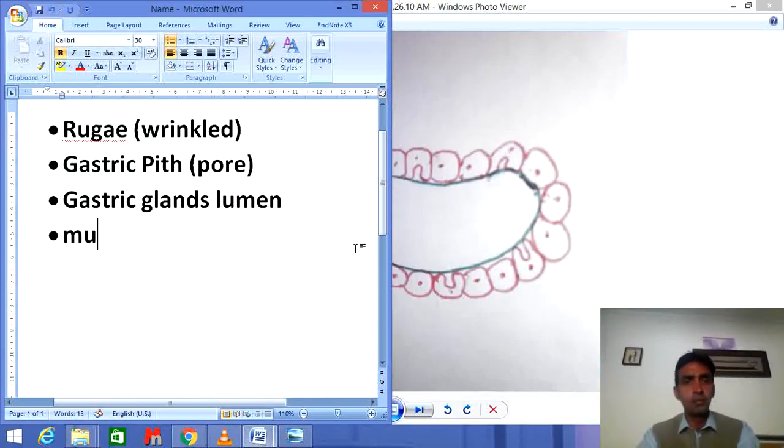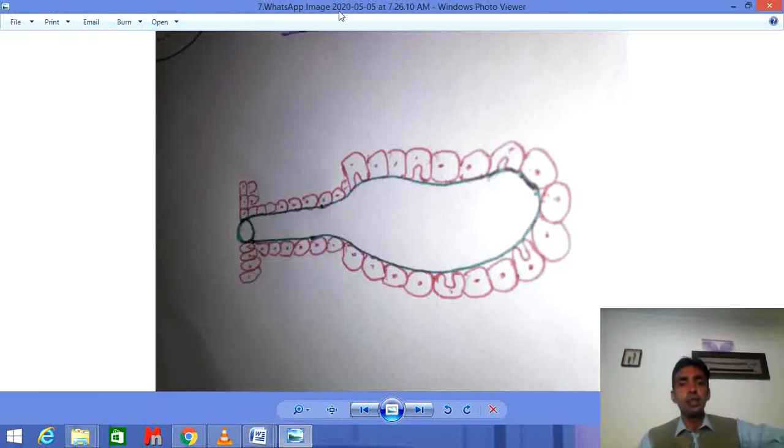Mucus cell. These are the modified epithelial cells of the stomach, that is stratified columnar. These are called mucus cells, and these are responsible for the production of mucus, which is present on the internal surface of the stomach, and also in the neck of the gastric gland lumen, or the gastric gland cavity.